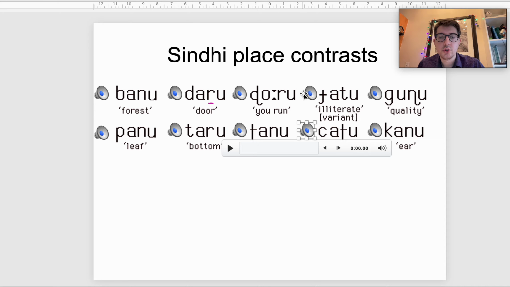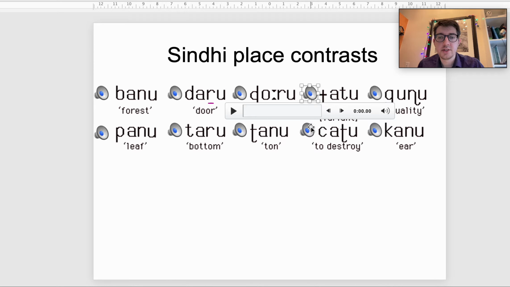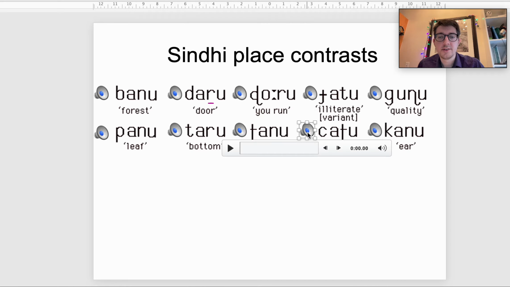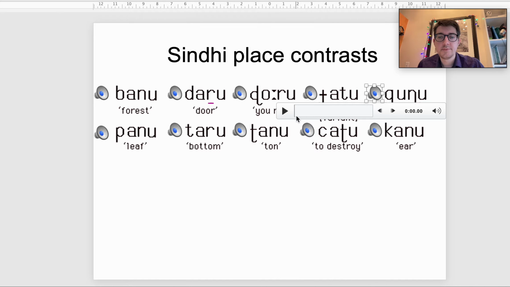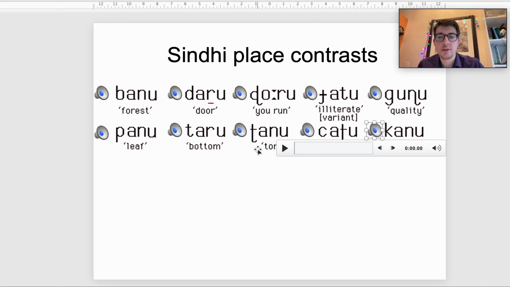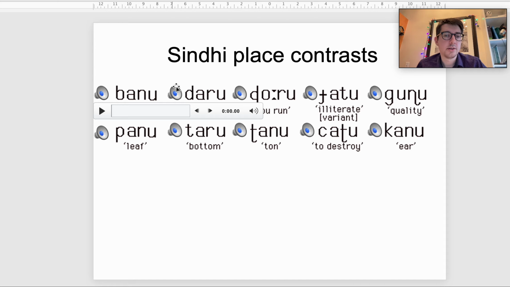They also have palatal stops, and retroflex ones. Jat. Jat, right? Difficult to produce. Chattu. Chattu. Right? And Guna. Guna. Kannu. And finally kanu, which is a regular one. So Sindhi has these five places of contrast when it comes to stops.